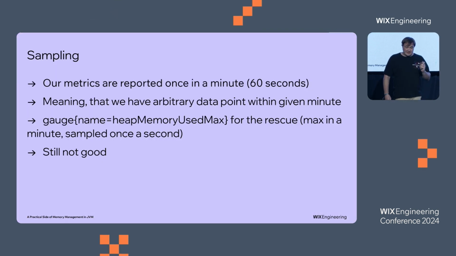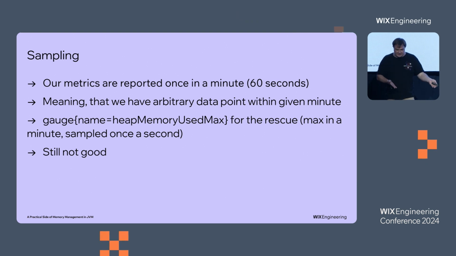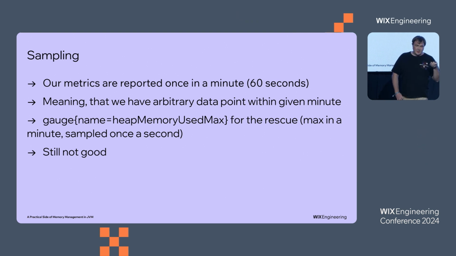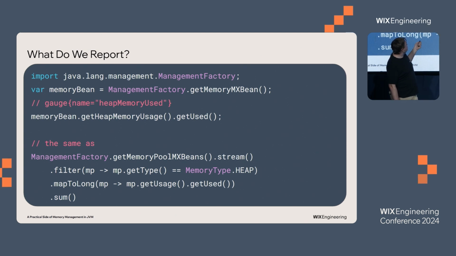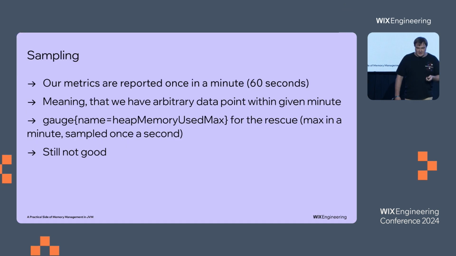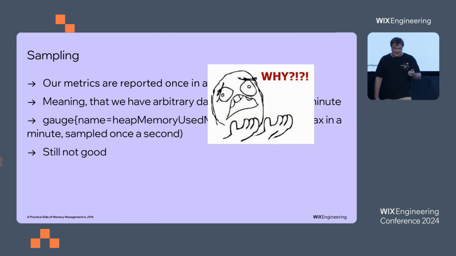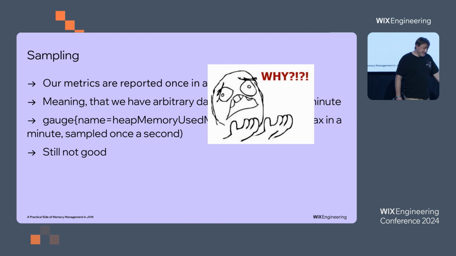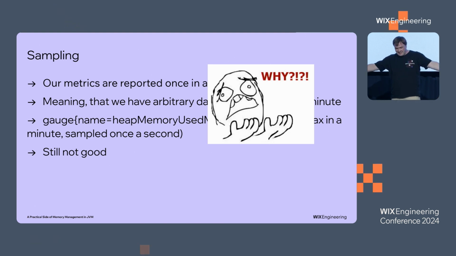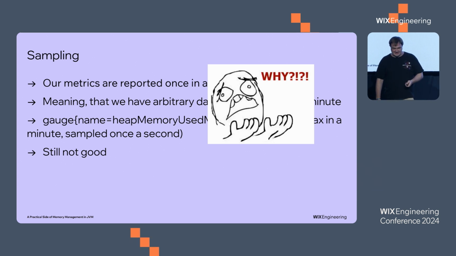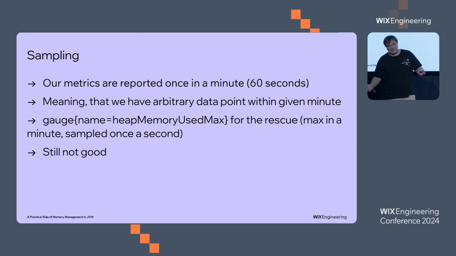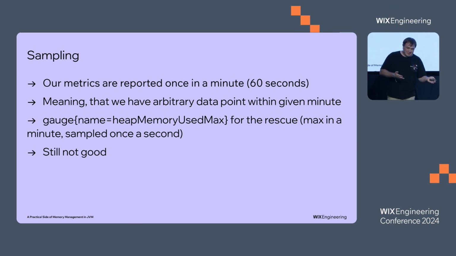Our metrics are collected once a minute. This is our default sampling, which means that when we report this metric, get heap memory usage, we get some arbitrary data point within a minute. We may ask why, because obviously a single data point within a whole minute is probably not very useful, especially for debugging, but this is how it was for a long time.